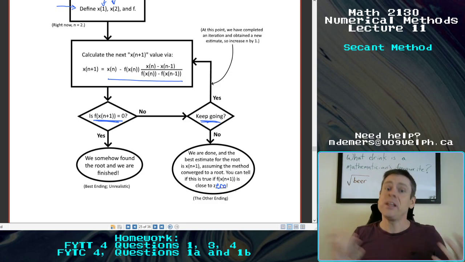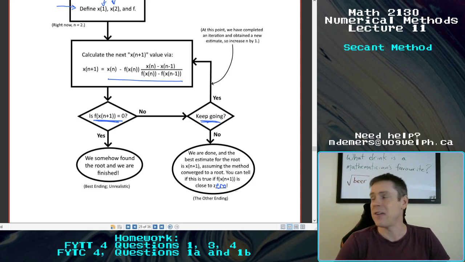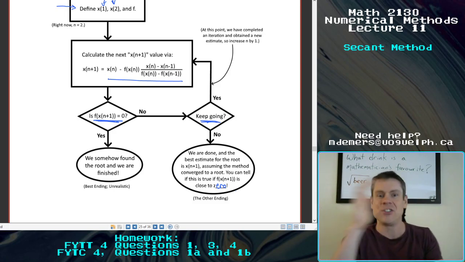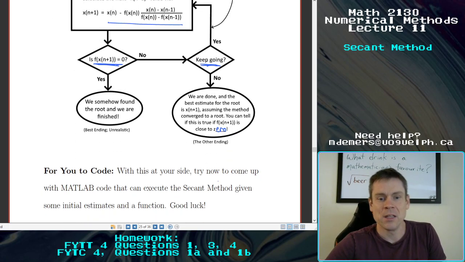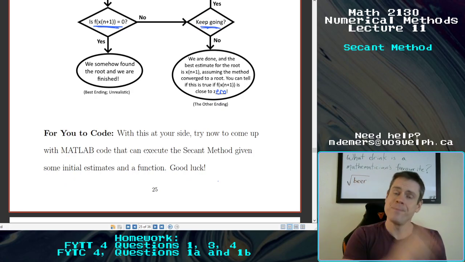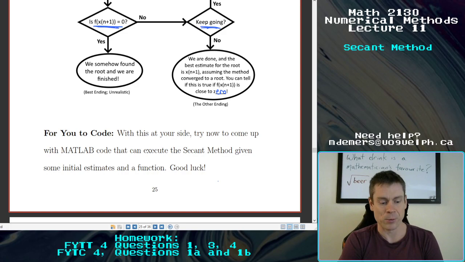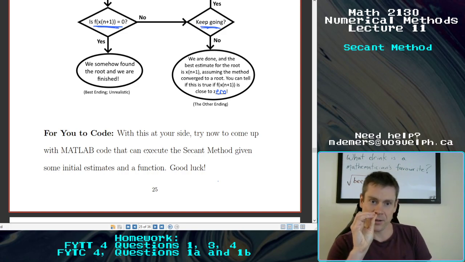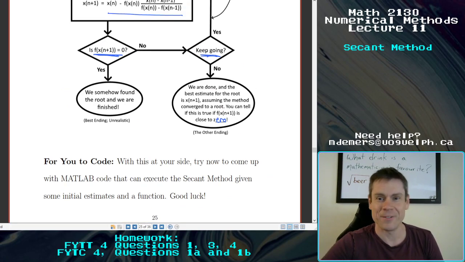So it's really not that bad to program. It uses the same tools as you've got before, but it's actually a little bit reduced in coding because you're not doing all these checks to make sure that you have bracketing. And that actually helps to speed things up. So your job is to try and code this on your own. We're going to be doing one more method, and yep, that's the end of this section of notes.